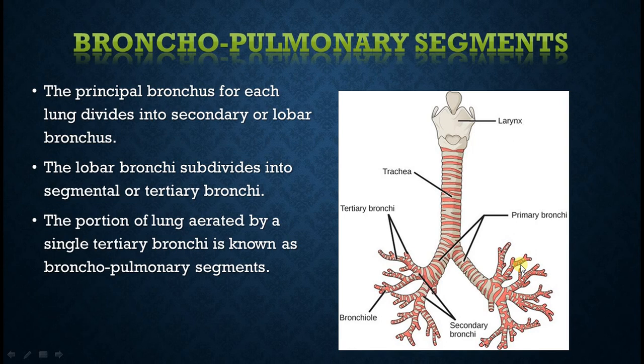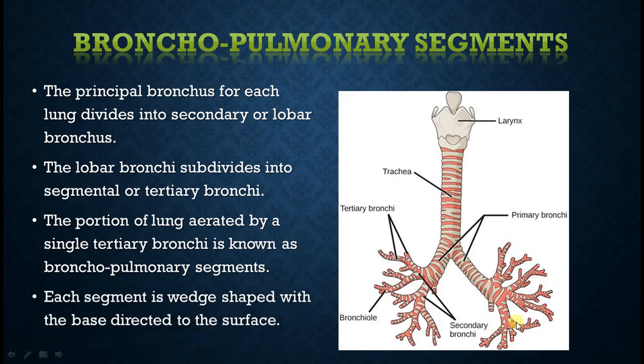So, that area of the lung which is aerated by a single branch of the segment of the tertiary bronchus. Okay, this is one, this one, this one. So, like that, the area aerated by one segment of tertiary bronchus is called the bronchopulmonary segment. Okay. So, on the right side there are 10 segments and on the left side usually 9 segments.